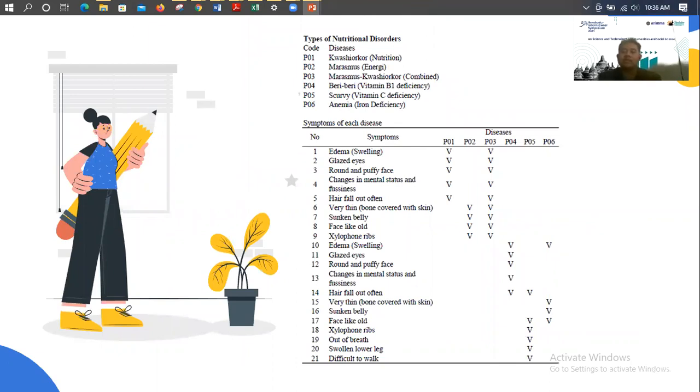Type of nutritional disorder. The code is P01, and the disease is protein-energy malnutrition. P02 is marasmus, energy. P03 is marasmus-kwashiorkor combined. And P04 is beriberi, vitamin B1 deficiency. And P05 is scurvy, vitamin C deficiency. And P06 is iron deficiency anemia. And these are the symptoms of each disease.